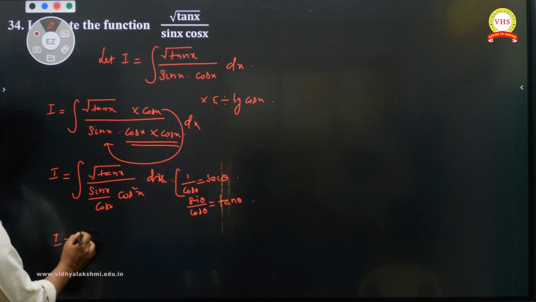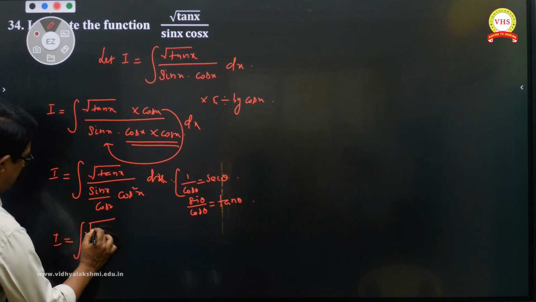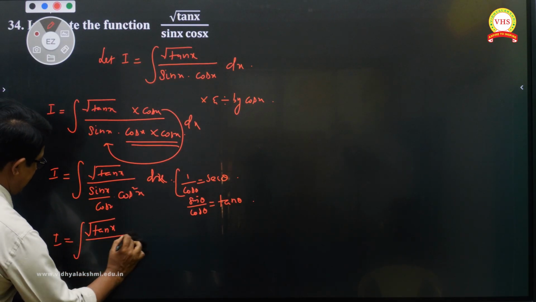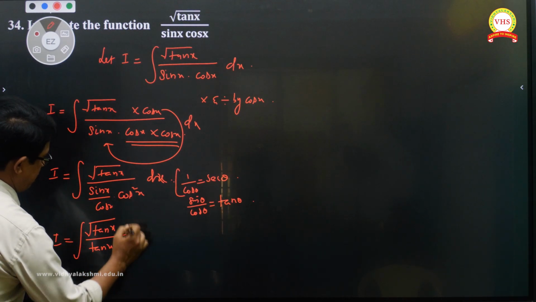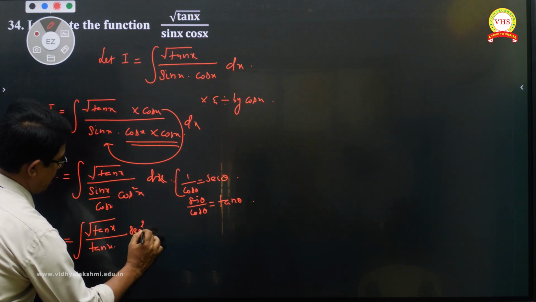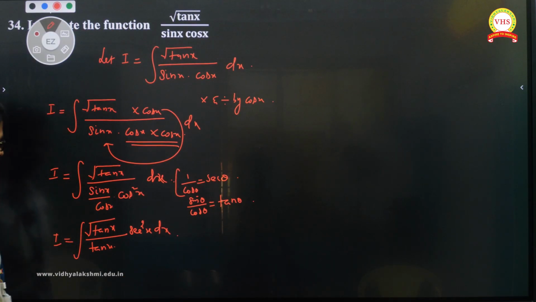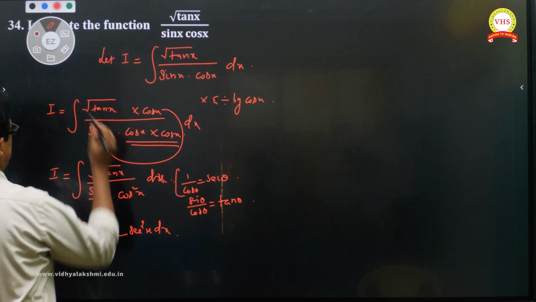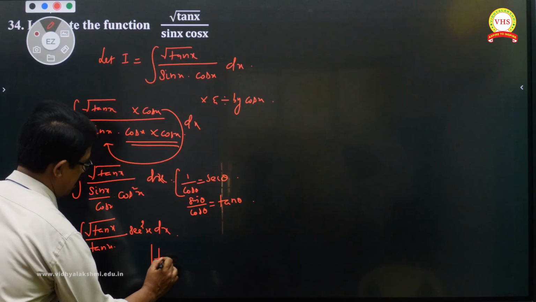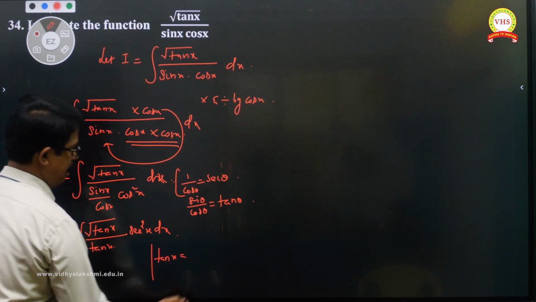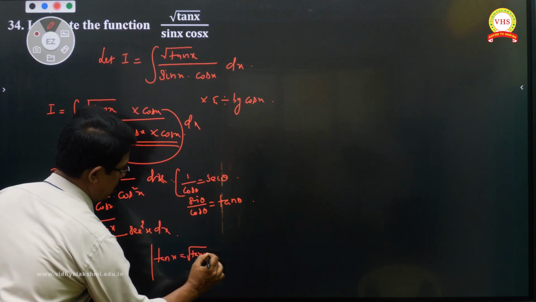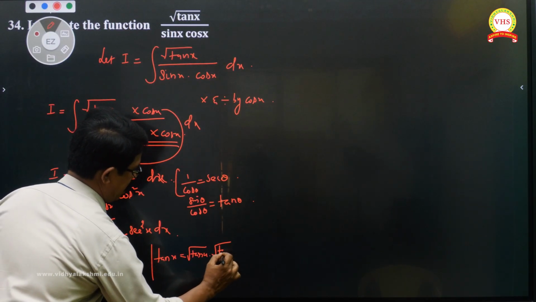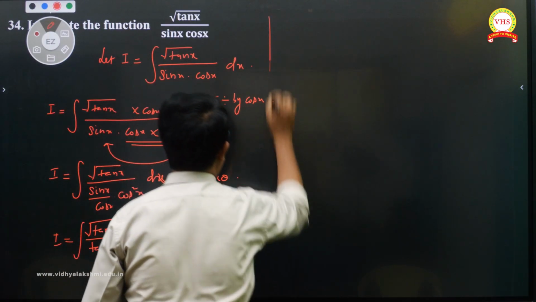I equal to integral square root of tan x divided by tan x into, that is 1 by cos square, becomes secant square x into dx. Any doubt, student? You know very well the basic level, that is tan x, which means a equals root of a into root of a. Likewise, tan x equals square root of tan x into square root of tan x. Correct? Now what does I become?